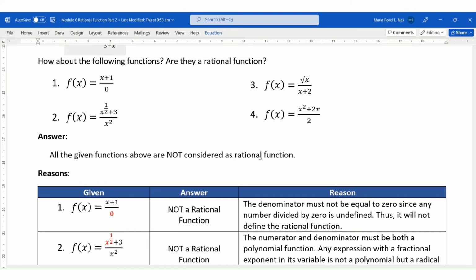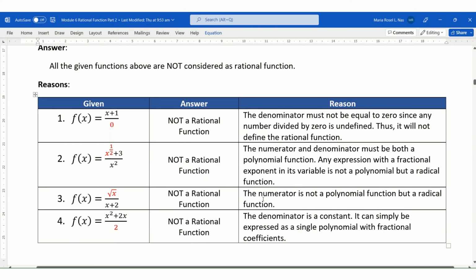So the same for item number 3. Dito, naka-express na siya in radical form: square root of x divided by x plus 2. So, yung numerator natin is not a polynomial. Therefore, this is not a rational function.